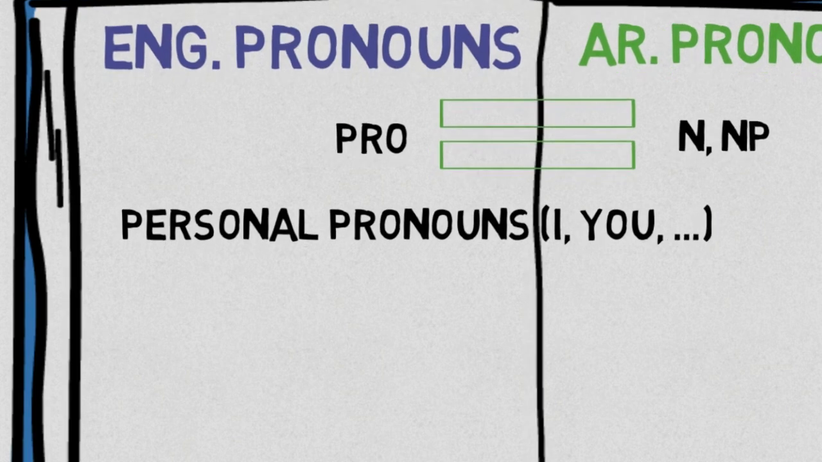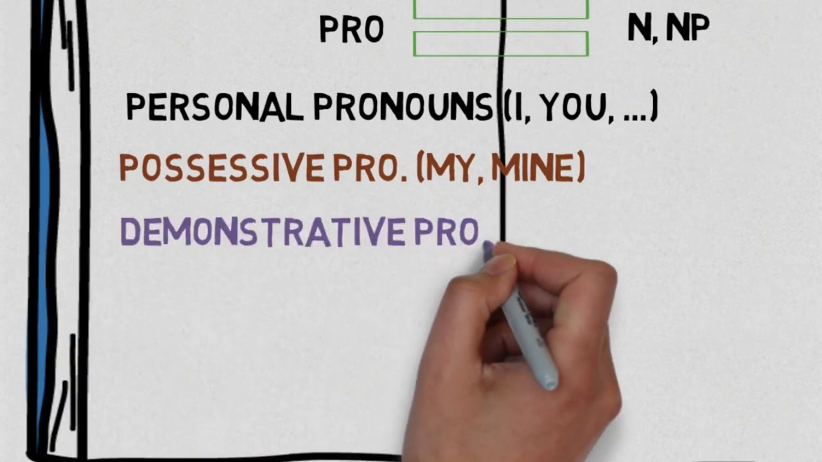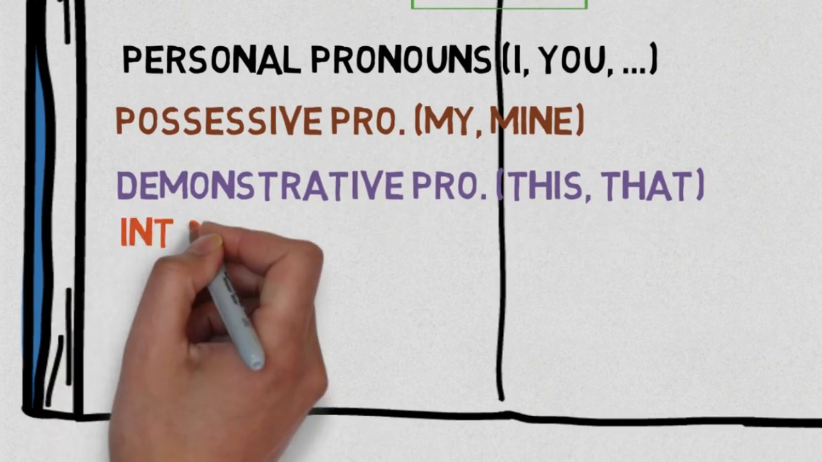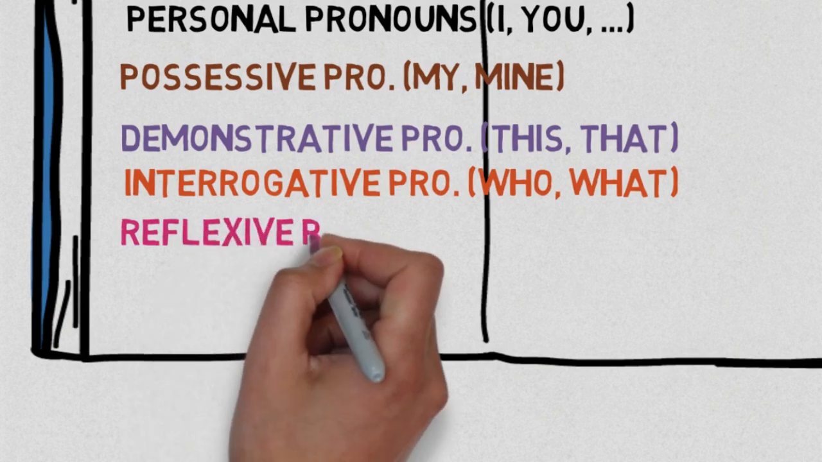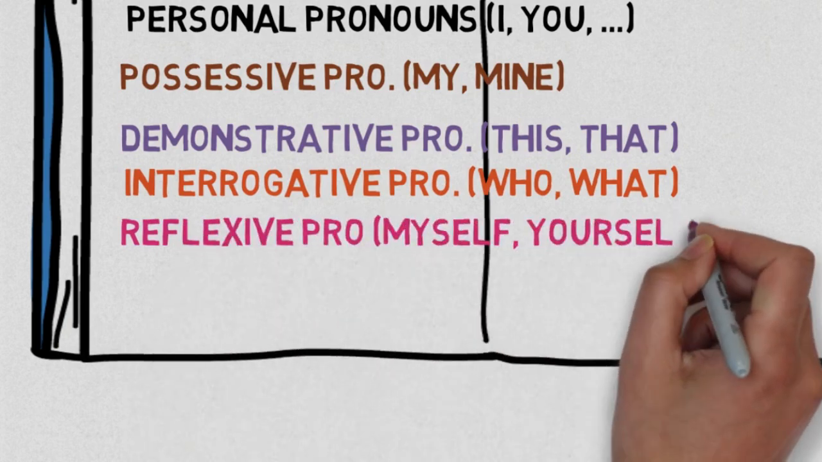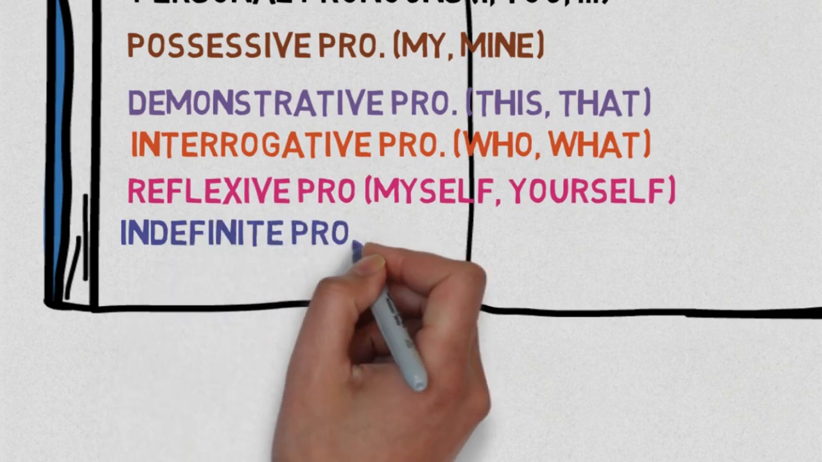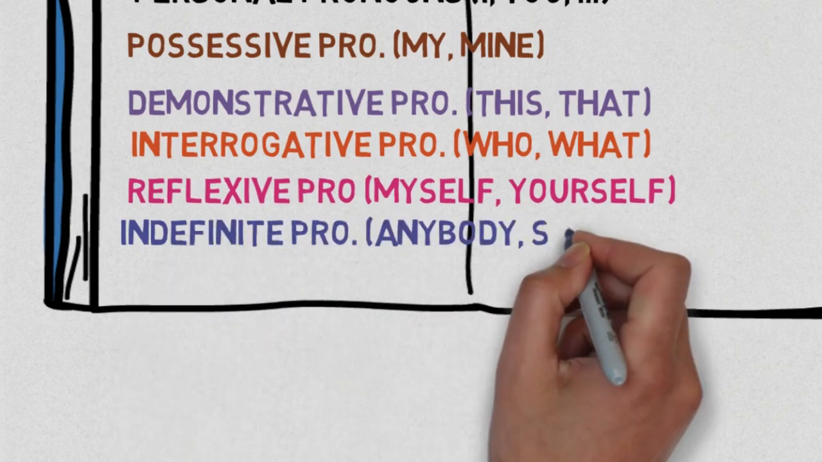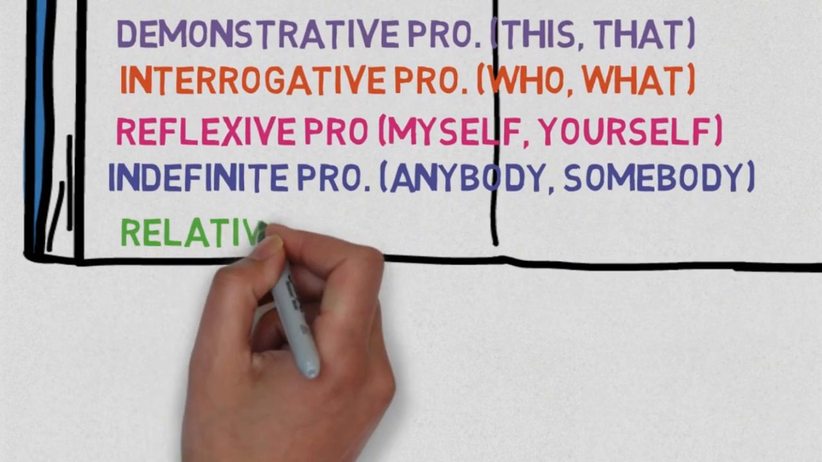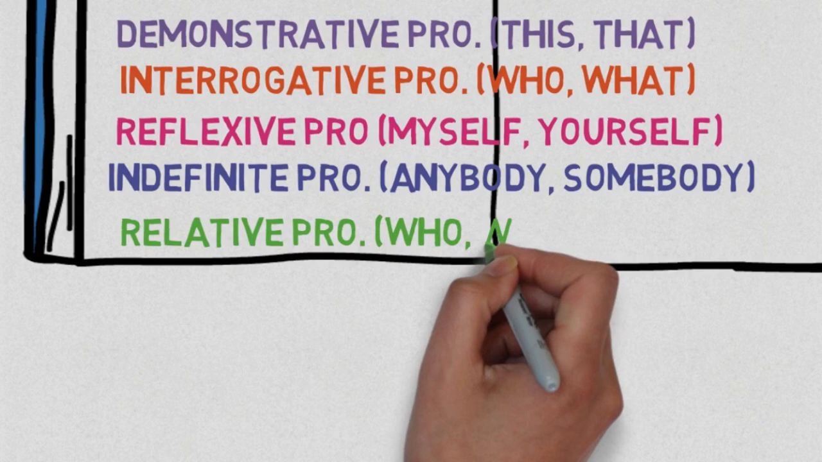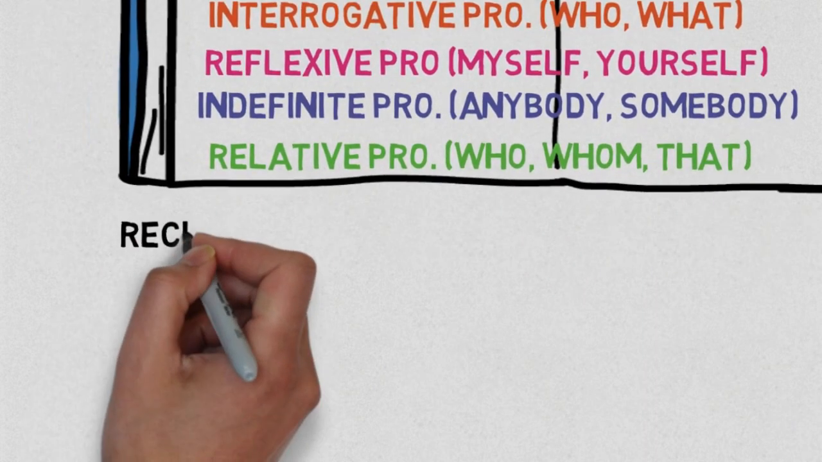Personal pronouns like I, you, we, possessive pronouns, my, mine, demonstrative pronouns like this, that, interrogative pronouns like who, which, reflexive pronouns, pronouns ending with self, themselves, himself, indefinite pronouns, compound words consisting of any plus one or body, anybody, nobody, anything, something, relative pronouns, who, whom.